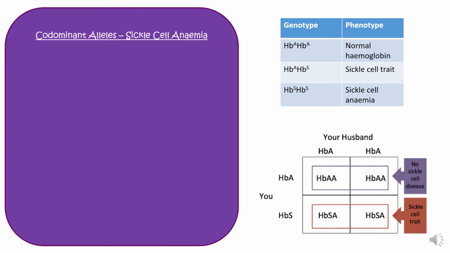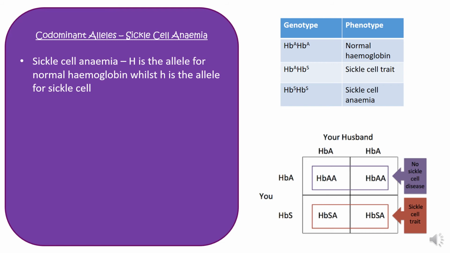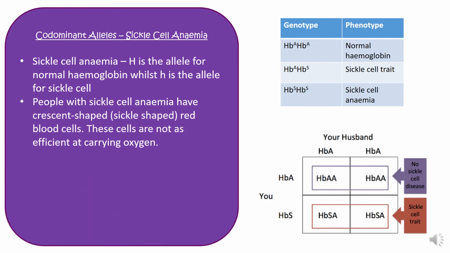Okay, so codominant alleles. This is slightly different, and this should be new from GCSE. So codominant alleles in sickle cell anemia. They actually should have changed this. This should be HbA is the allele for normal hemoglobin, whilst HbS is the allele for sickle cell. Sorry, I didn't change that. You can see them here. Because HbA is normal, if somebody inherits HbA/HbA, they have normal hemoglobin. If someone inherits HbA/HbS, they have sickle cell trait. And if they have HbS/HbS, they have sickle cell anemia.